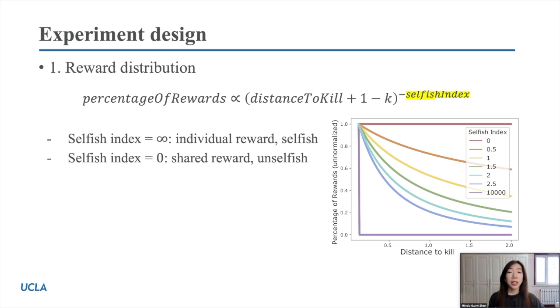In our experiments, we evaluate factors that have evolutionary importance. The first one is the reward distribution after a kill. Here, we introduce the concept of the predator's selfish index, which manipulates the reward distribution as a function of the distance to the kill. Purely selfish agents have an infinite selfish index and will only reward themselves when they kill the prey. Purely unselfish agents have a selfish index of 0 and will evenly split the reward.